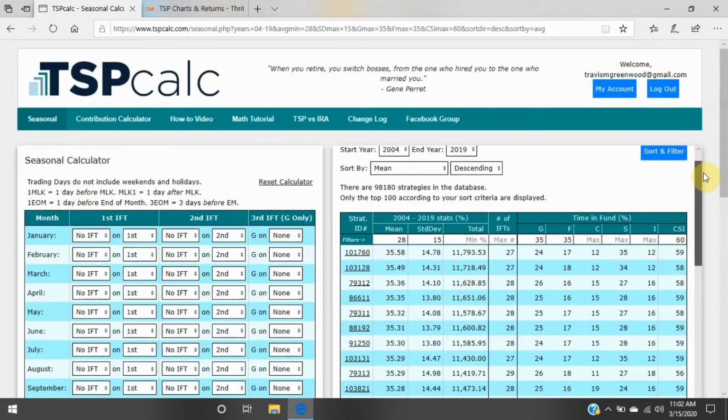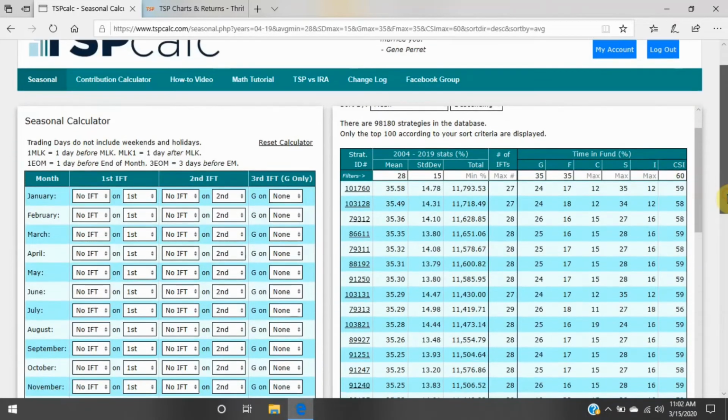And I want to go ahead and take a look here. This first strategy looks exceptional. Look at this. We got a 35% return average, almost 11,800% compounded return over that time period, and a standard deviation of 14.78. A lot of people like to keep their standard deviation under 10.